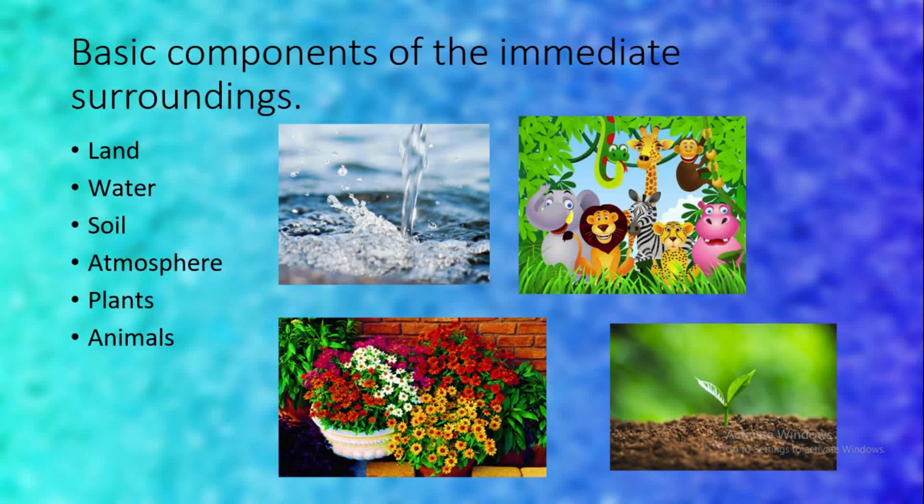My dear children, let's learn about the basic components of our immediate surrounding. Land, water, soil, atmosphere, plants, and animals are considered as the basic components of our immediate surrounding.